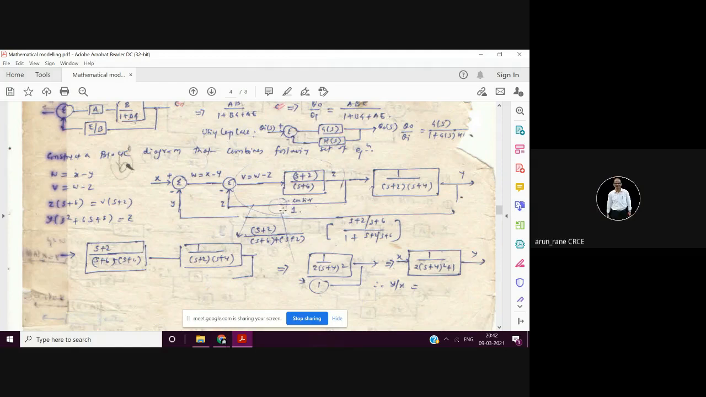That is for the unity feedback. That is not going to affect the system. So now from the given set of equations you have prepared this block diagram, and then further you have to reduce it.